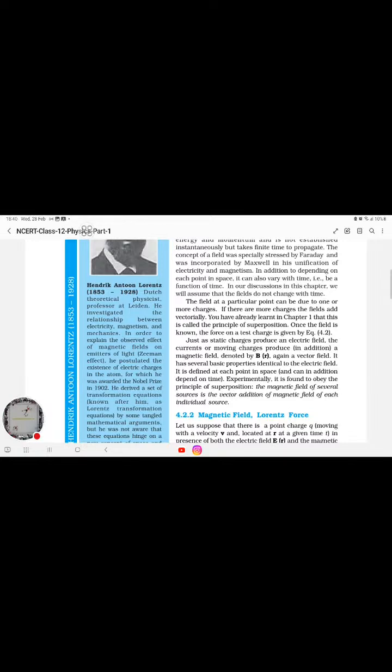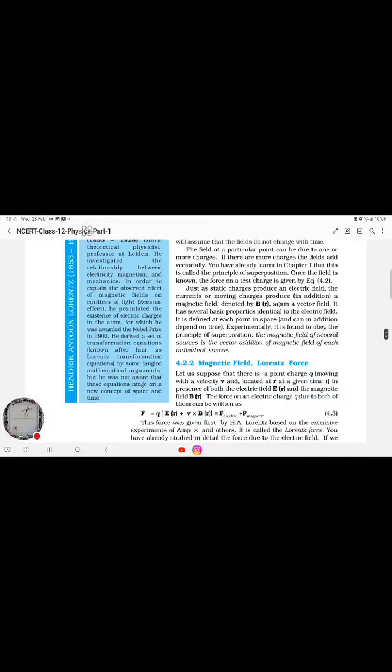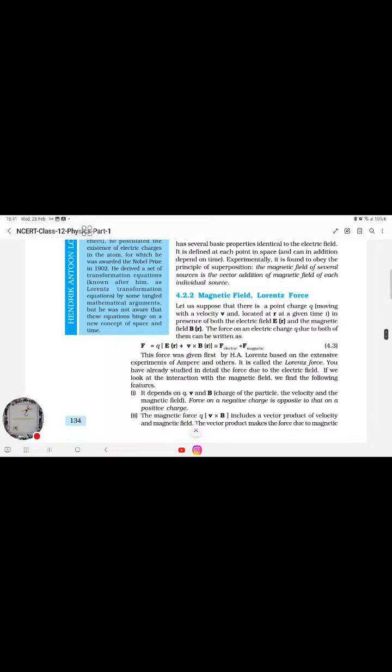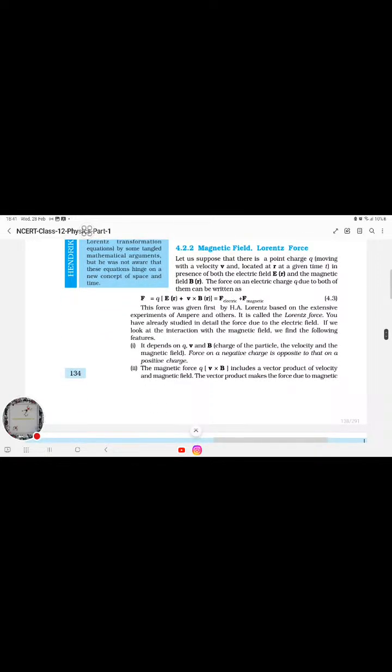It is defined at each point in space and can in addition depend on time as well. Experimentally, it is found to obey the principle of superposition. The magnetic field has several sources, and the total field is the vector addition of the magnetic field of each individual source. Fine, great. We'll enter into the magnetic field and the Lorentz force.